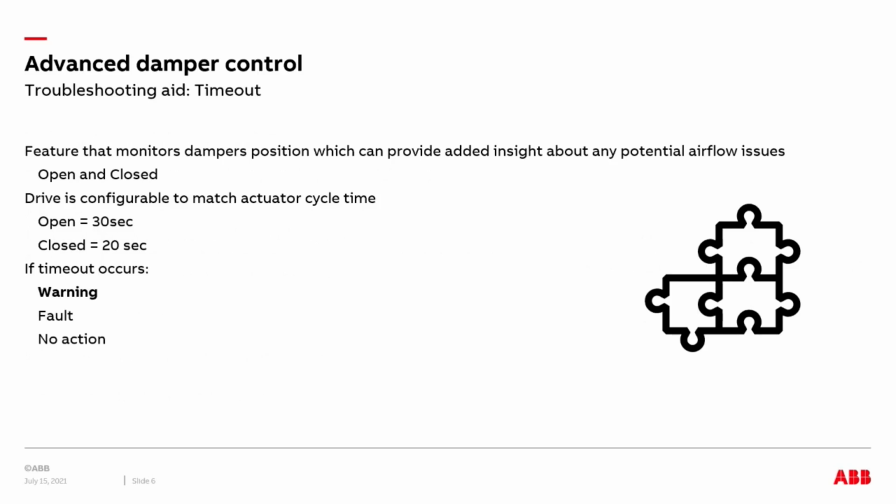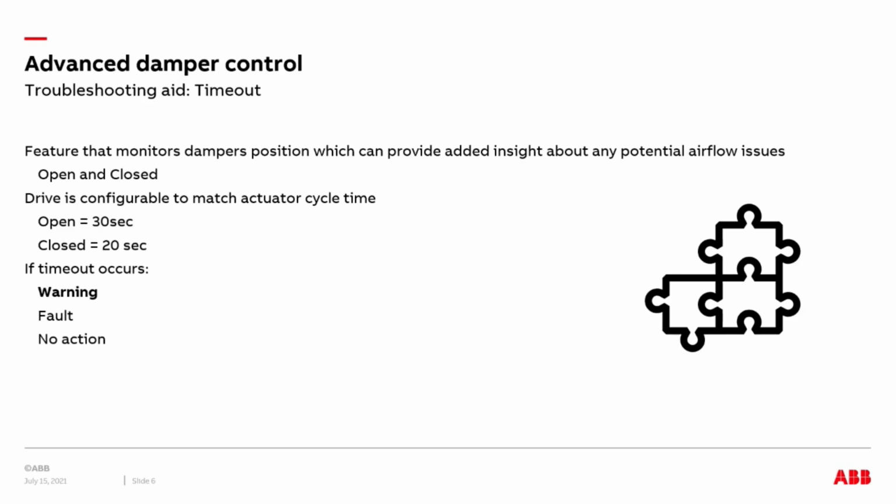Timeout, I like to think of it as a troubleshooting aid. This is a feature that monitors the damper position through the auxiliary switches to provide added insight to what is actually going on in the system. This added insight can highlight with ease any trouble with airflow in a system. With the drive actively monitoring the position of the dampers, both the open and closed, this feature will drastically reduce troubleshooting and/or downtime due to damper failure.